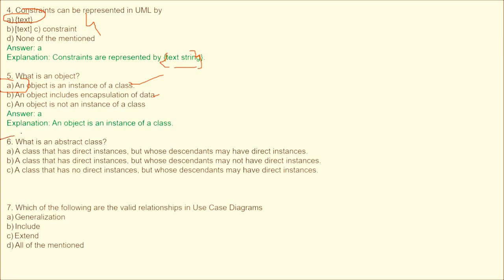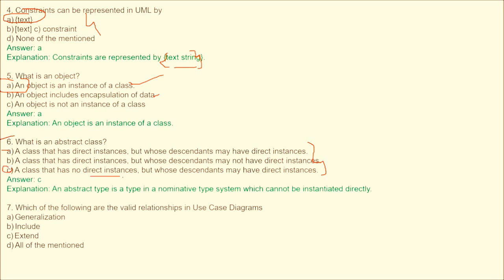What is an abstract class? Now read this and tell me which of these is an abstract class, which defines it. The answer is C actually. A class that has no direct instances but whose descendants may have direct instances. Right? The abstract class is made just because it is to be inherited, or the third option says it all.